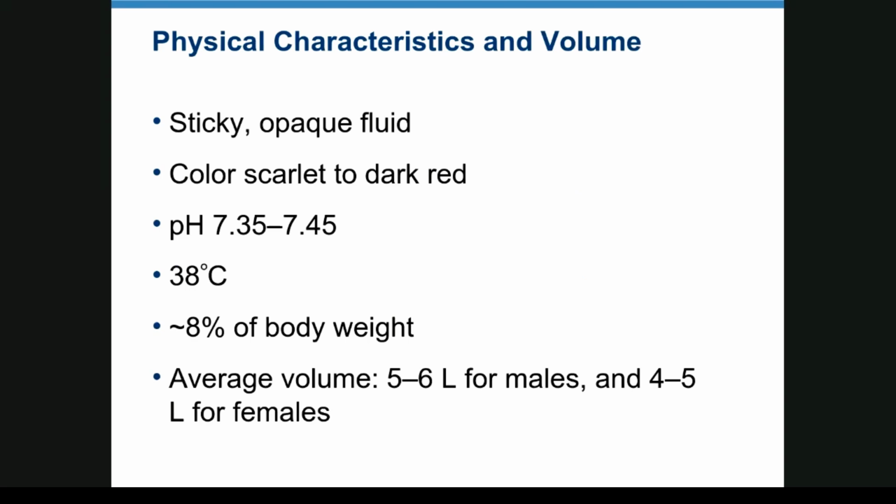Okay, it's a sticky, opaque fluid, red to dark red. Arterial blood is bright red. Venous blood is bluish, dark red. The pH is 7.35 to 7.45. The temperature is 38 Celsius. Of course, this is core blood. It's a little warmer than the more surface body temperature. It's about 8% of all body weight. Average volume, I would just say 5 liters. Now, that's almost silly. You think about a 100-pound person versus a 500-pound person, but that is an average.